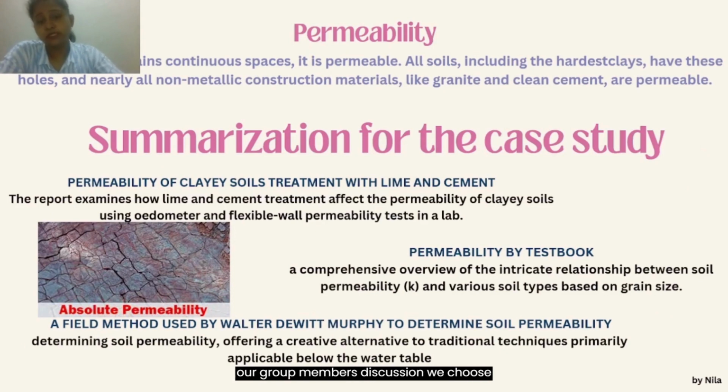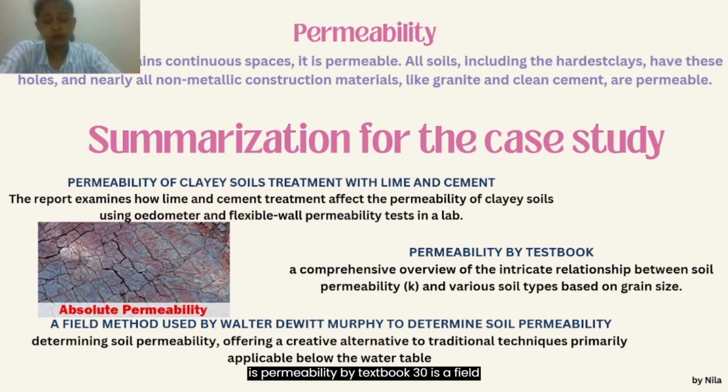According to our group members' discussion, we chose the project on permeability. Firstly, what is permeability? If a substance contains continuous space, it is considered permeable. All soils, including the hardest clay, have these holes, and nearly all non-metallic construction materials like granite and clean cement are permeable. Our task is to search 3 case studies each person and summarize what we understand in the specific case study. I chose permeability of clay soil, treatment with lime and cement.